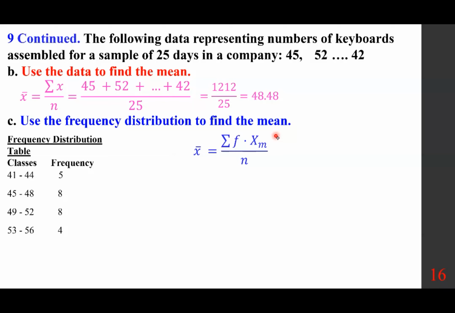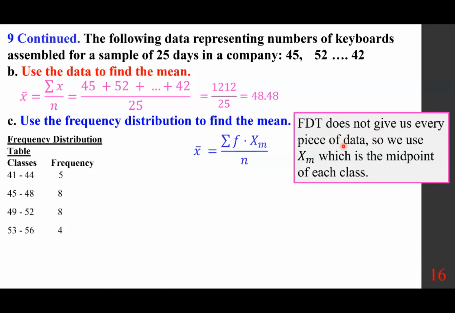Okay. So the FDT does not give us every piece of data. So we use x sub m, which is the midpoint of each class. What does it mean? In this class, all of them may be 41, all of them may be 44, or some of them 41, some of them 42, we don't know. So what happens is that they assume all of them are equal to the midpoint. That is a conservative estimate. And the midpoint is 44 plus 41 divided by 2. 85 divided by 2 is 42.5.